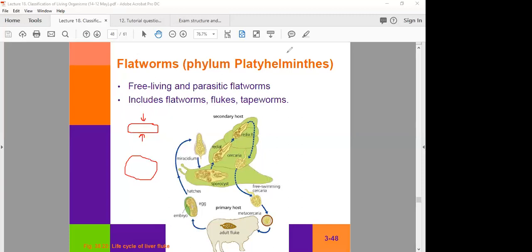Actually, a bigger problem in Australia than what was thought a few years ago. They've been doing a lot of studies on the prevalence of liver fluke at various properties across Australia, and it's actually quite a big problem.